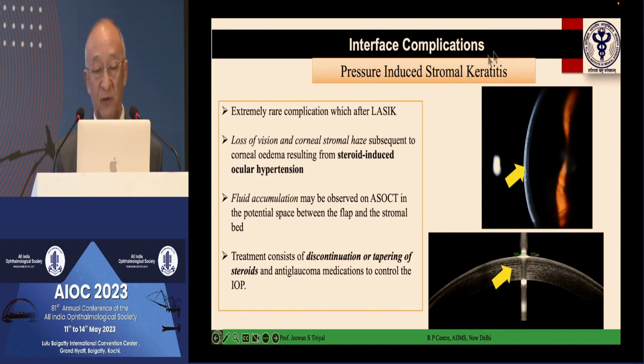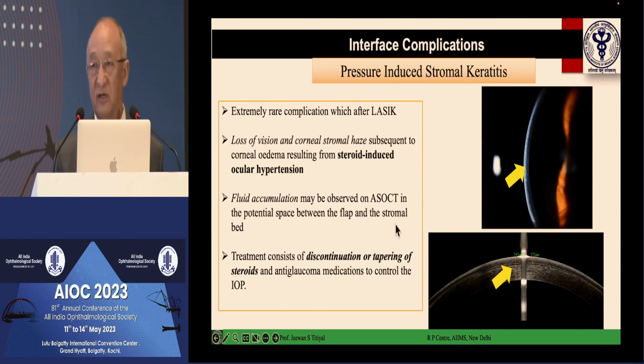This is one of our cases where there was a pressure-induced stromal keratitis. Typical presentation is having good vision for two to three weeks and suddenly vision going down with sensitivity to light, photophobia. The pressure may not be appreciable because there's edema in these cases. You may have a falsely low pressure. But if you do anterior segment imaging, you can see a clear space between the flap and the stroma, which is a fluid interface in these patients.